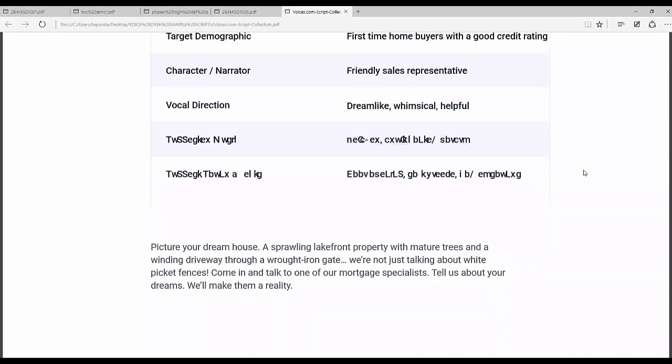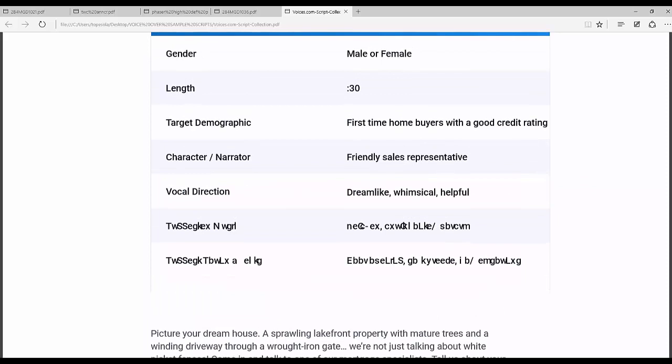All right. So first-time home buyers with good credit rating. What is the character? A narrator, but a friendly sales representative. And what is the vocal direction? Dreamlike, whimsical, helpful. You are speaking in a way that appeals to their imagination. So you are not too hard. You're going gentle. Now a lady can do this well.